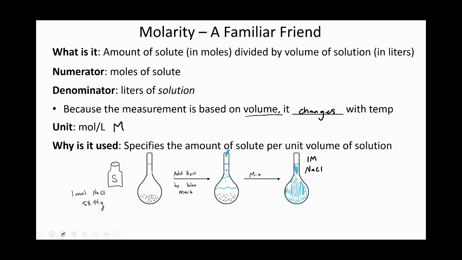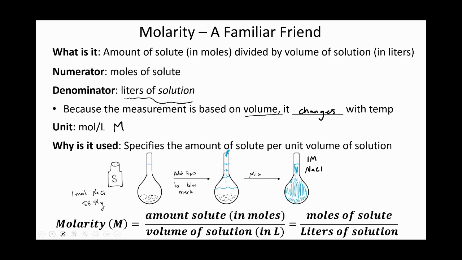And the important thing here is that we don't actually end up adding a liter of solvent because our solute takes up some space. And so it's all about focusing on the fact that this is liters of solution. And then if we were to look at the actual calculation for that, we have our amount of solute in moles, divided by our volume of solution in liters, so moles per liter.